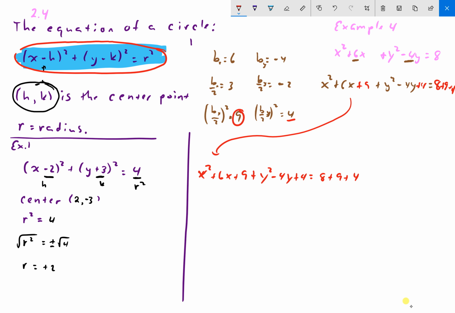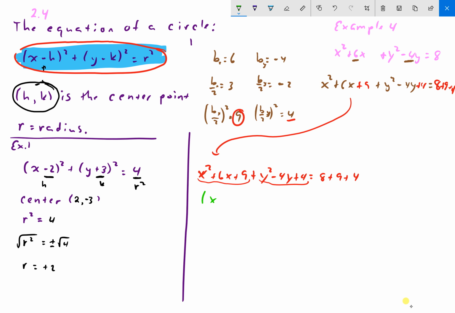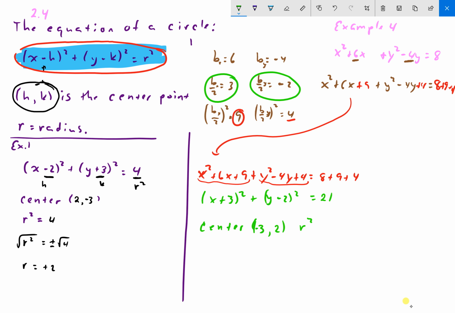And the reason why is because now this is a perfect square trinomial, and that's a perfect square trinomial. So I can rewrite this as x plus 3 squared plus y minus 2 squared equals, well, 8 plus 9 is 17, plus 4 is 21. So my center point is negative 3, positive 2, and remember my r squared equals 21, so my actual radius is radical 21.